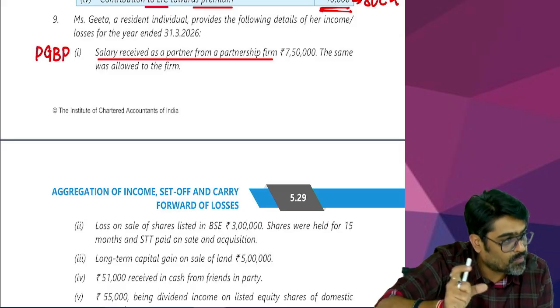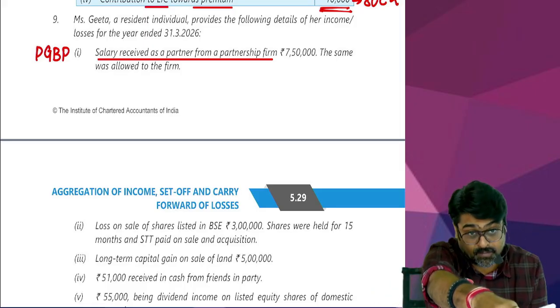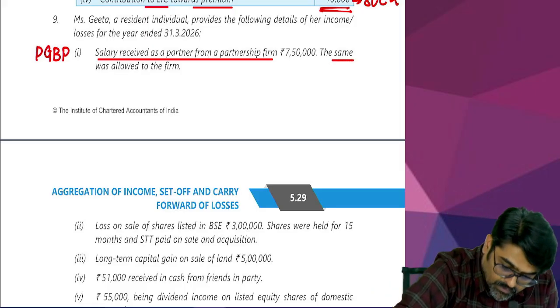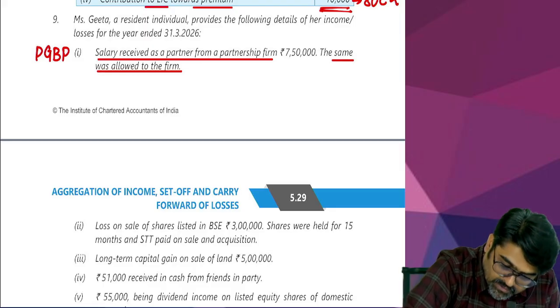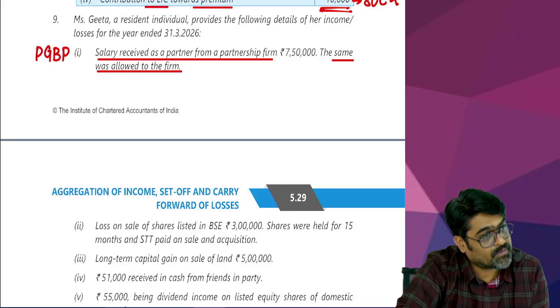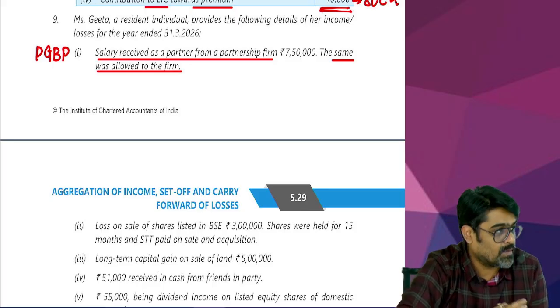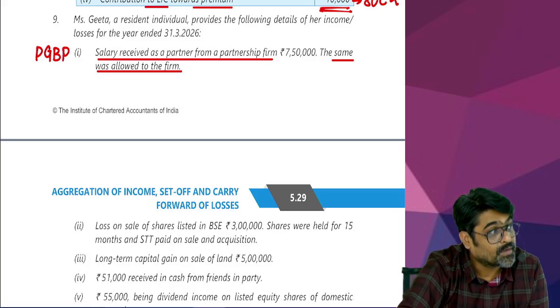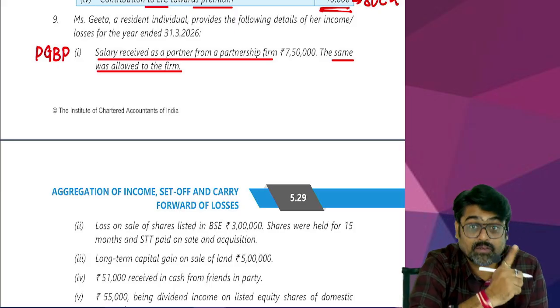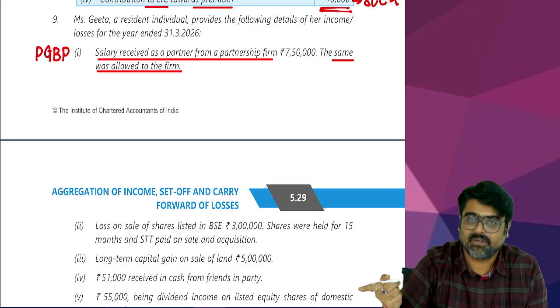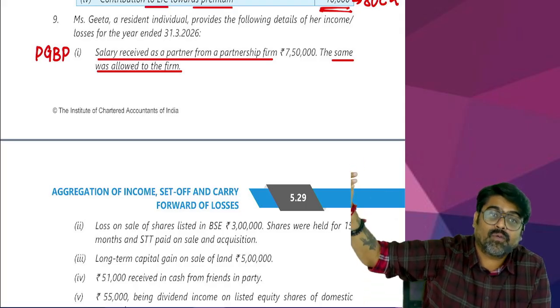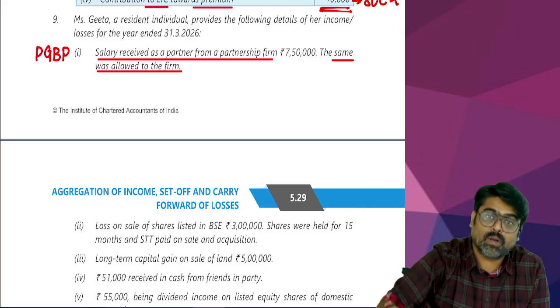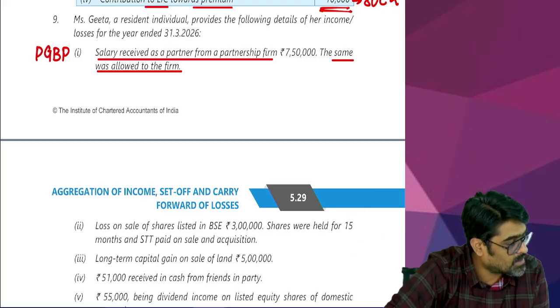Yes, because full 7,50,000 was allowed in the hands of the partnership firm. If this 7,50,000 was allowed to the firm, then this 7,50,000 will be your PGBP income. But if I had been your examiner, what would I have given? Out of which 50,000 was not allowed in the hands of the firm. So how much is allowed in the hands of the firm? So how much will be your PGBP income? Only 7 lakhs. Yes or no? But this time the entire 7,50,000 which you are receiving was allowed in the hands of the firm. So the full amount was allowed in the hands of the firm. The full amount you are going to take as your PGBP income. Yes or no? Next one.